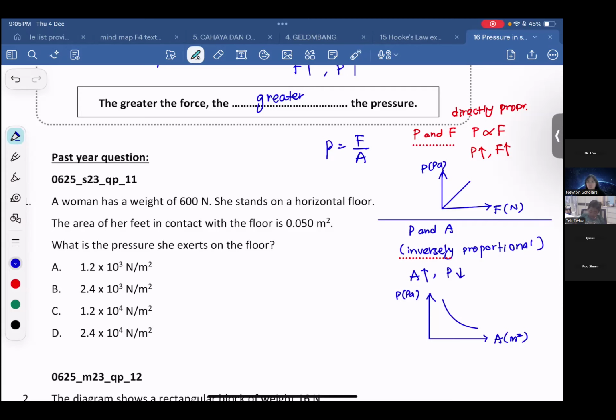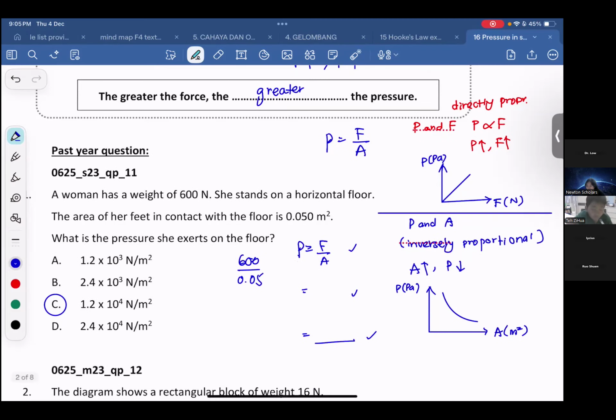Angeline, correct. Hui Tong, correct. The answer should be C, just using 600 divided by 0.05. Okay, P equals F over A. Practicing formula substitution, with the final answer with unit. Now it's practice. Okay, although this is an MCQ. Okay, next.